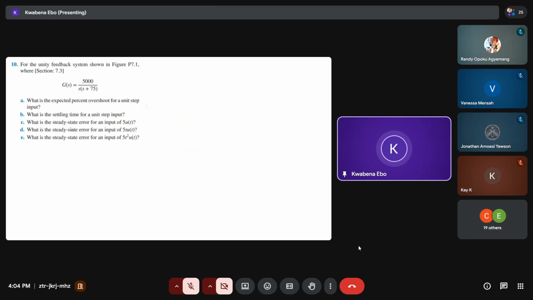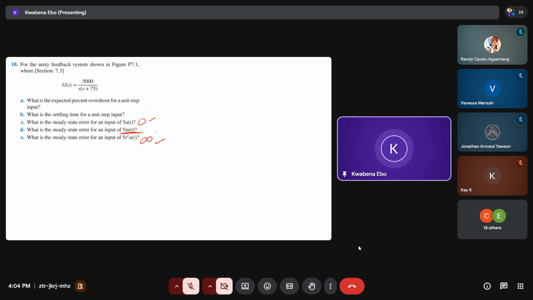So, find the steady state error for an input of 5u(t), 5t u(t), and 5t squared u(t). You can realize that this is also a type 1 system. So straight away, we know that this will give us 0, and this will give us infinity. If you doubt, then you solve.